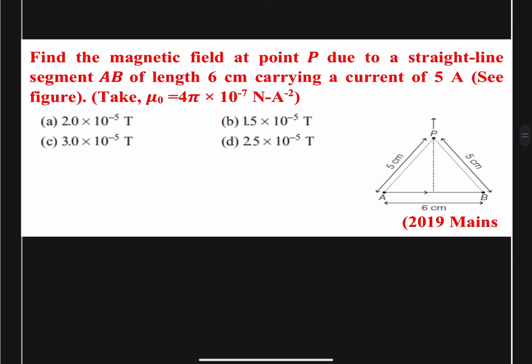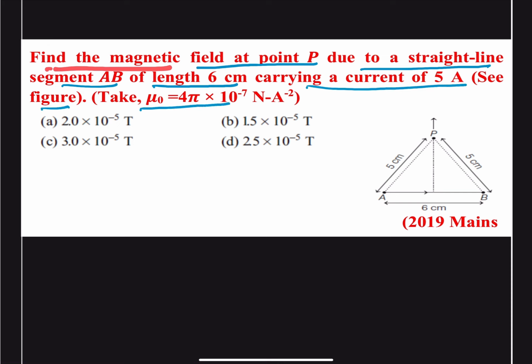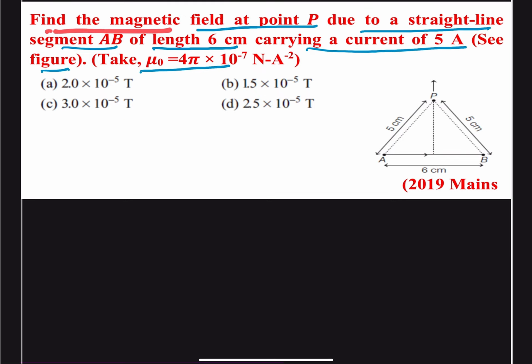Next question. Okay, here it says: find the magnetic field at the point P due to a straight line segment AB of length 6 cm carrying a current of 5 ampere as in figure, taking mu naught as 4 pi into 10 to the power minus 7. So this is a straight conductor carrying a current of 5 ampere, and this side is 6 cm. So this is basically an isosceles triangle.